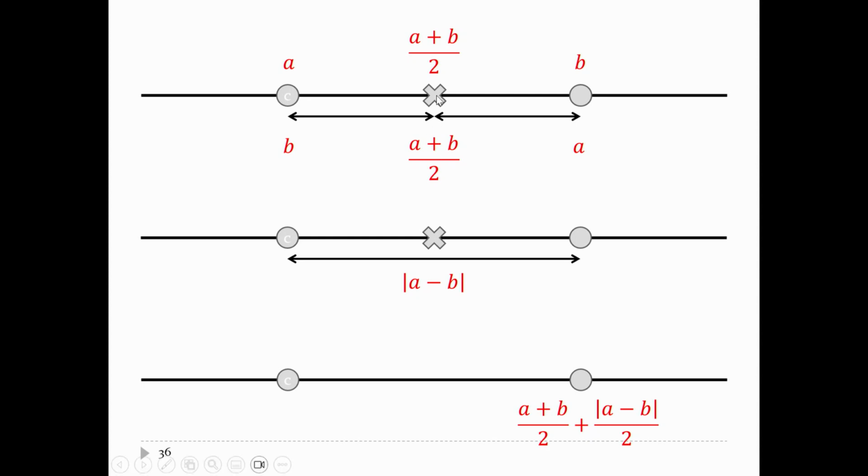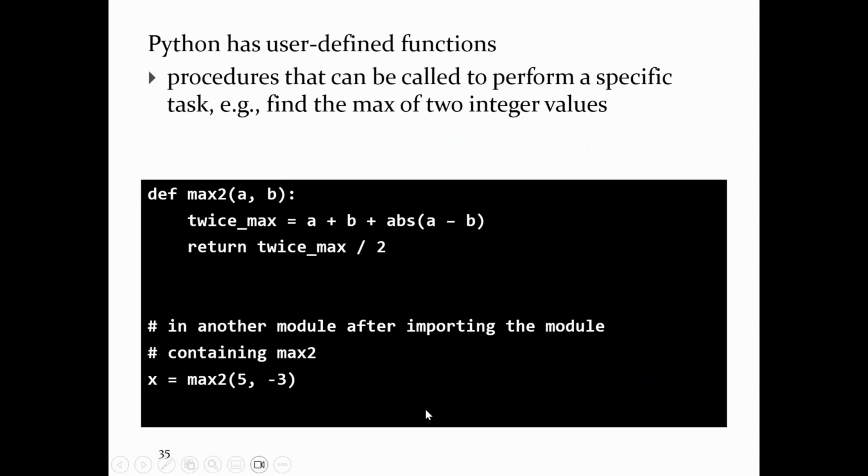Now, if you start at the midpoint and go half this distance, you end up here. So starting at the midpoint, which is A plus B divided by 2, add half of the absolute value of A minus B, divided by 2, and you always end up at the maximum value. Do a little bit of arithmetic here, and you get A plus B plus the absolute value of A minus B, all divided by 2. And so that's why that works.